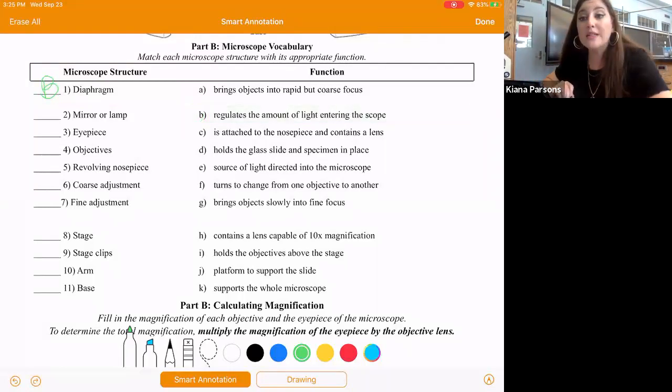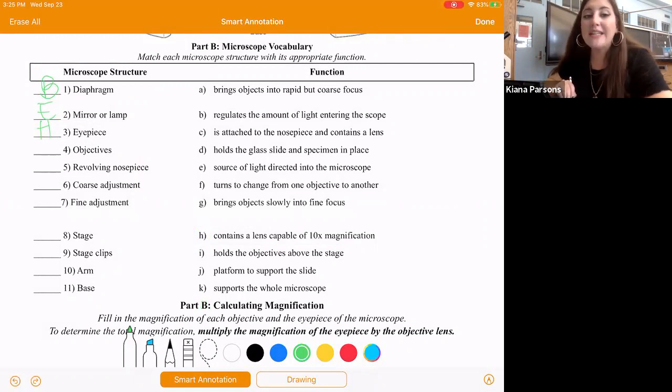Now, the mirror or lamp, which is the light source for the microscope, is letter E, source of light directed into the microscope. The eyepiece, as you guys may recall, is where we look into the microscope. The eyepiece is letter H. It contains a lens capable of 10 times magnification, which we are going to talk about in just a moment when we get to part C, calculating magnification.